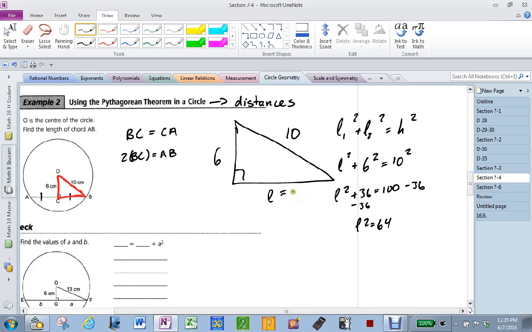So what is L? L is 8. So what is CB? 8. We can write it on here. Now we know 2 BCs gets me AB, right? How big is BC? 8. So 2 times 8 will get me AB, correct? 16 equals AB. Does everybody get it?